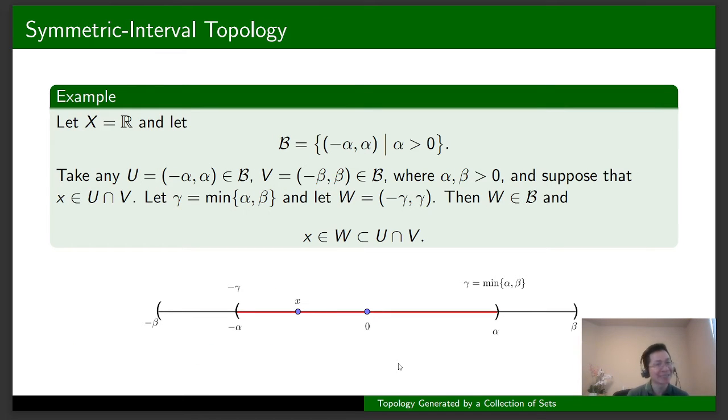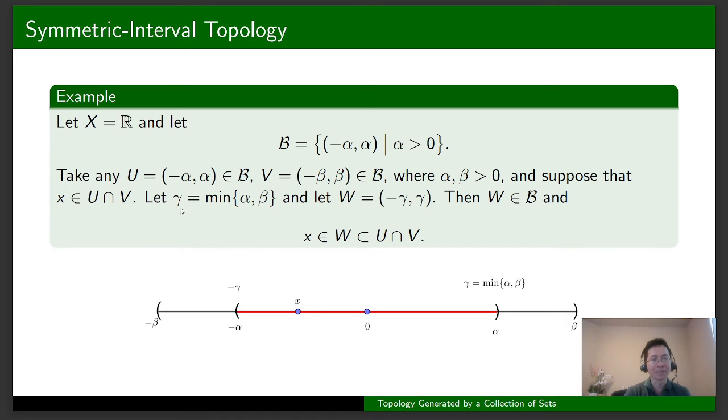Let's go through some examples in which we use this theorem to show that based on a collection of subsets of X, there is a topology on X such that B is a basis for that topology. In the first example, let X be R and let B be the collection of all open symmetric intervals defined over here. Let's verify that the two important properties in the theorem mentioned earlier are satisfied. Take any U and V in this collection.